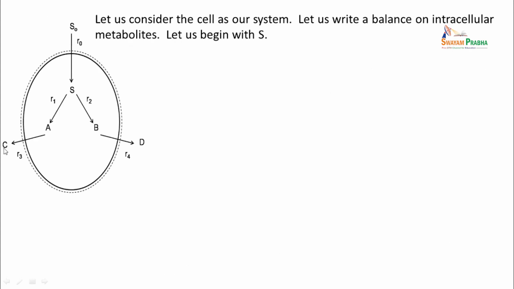Now let us consider this large cell as a system. Let us write a balance on intracellular metabolites first. I'd like you to note that if we are writing balances on intracellular metabolites, we consider the cell as our system. This is our system, and we write the balances on the metabolites inside the cell. Let's begin with this S here. So rate of input of S minus rate of output of S, across the system, plus the rate of generation of S minus the rate of consumption of S equals the rate of accumulation of S.